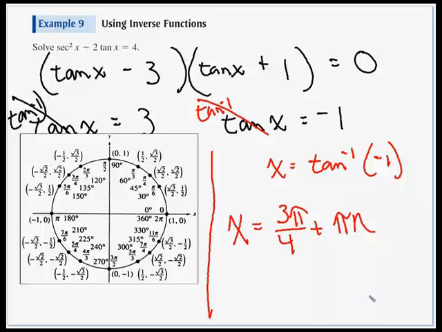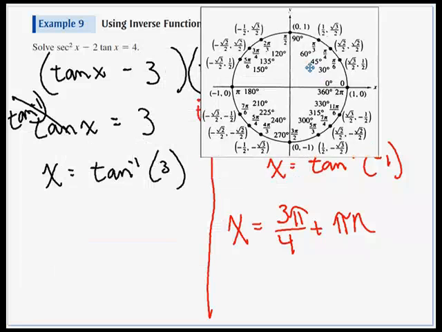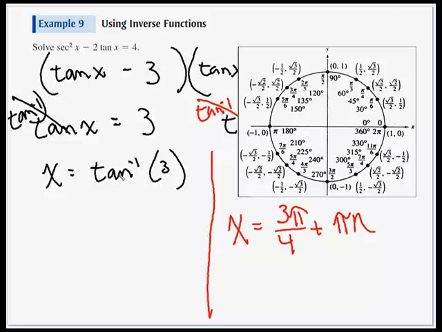Now on the other side here, where is the tan inverse equal to 3? Well, there are spots where that's going to occur, but it's not going to happen on one of our nice angles that we've been using in the unit circle. So this answer we're going to have to leave as x equals the tan inverse of 3 plus pi times n.